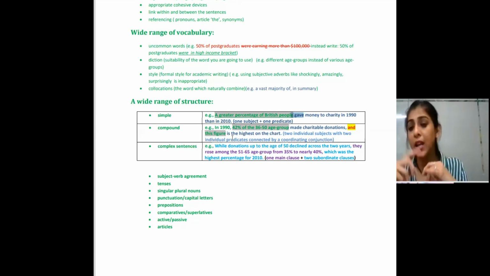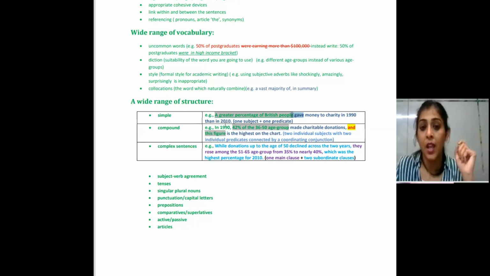Even either or, whether or, they are also coordinating conjunctions. So, two individual sentences with individual subjects and individual predicates are joined with a coordinating conjunction. The sentences then are called compound sentences.